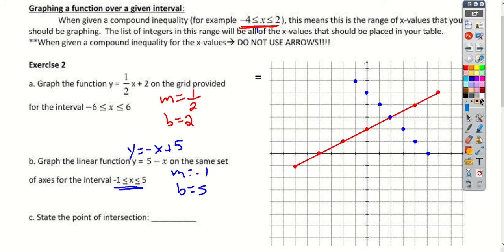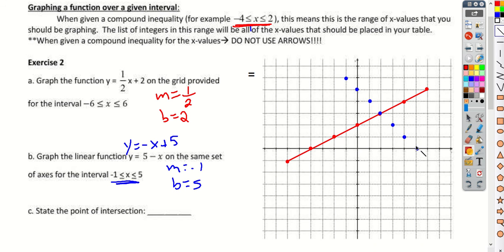Or so up 1, left 1. And then I'm stopping. So here's 5 on the x-axis. Here's -1 on the x-axis. Those are my values. So I'm just going to go ahead and connect those with this line. And there's my 2 graphs.